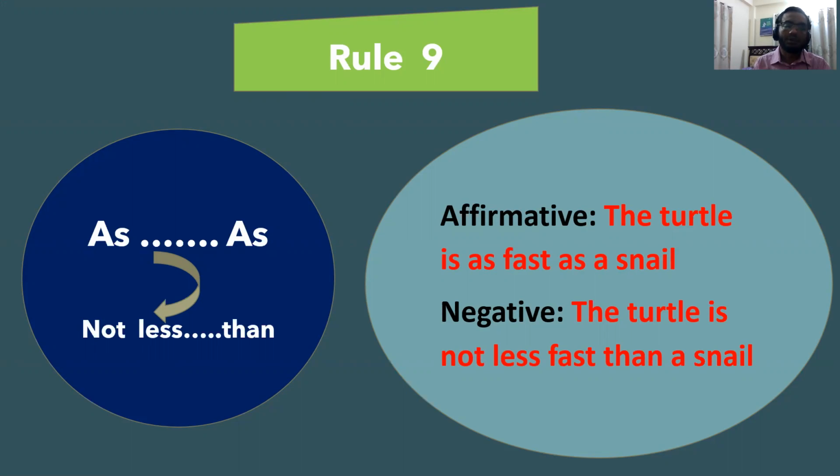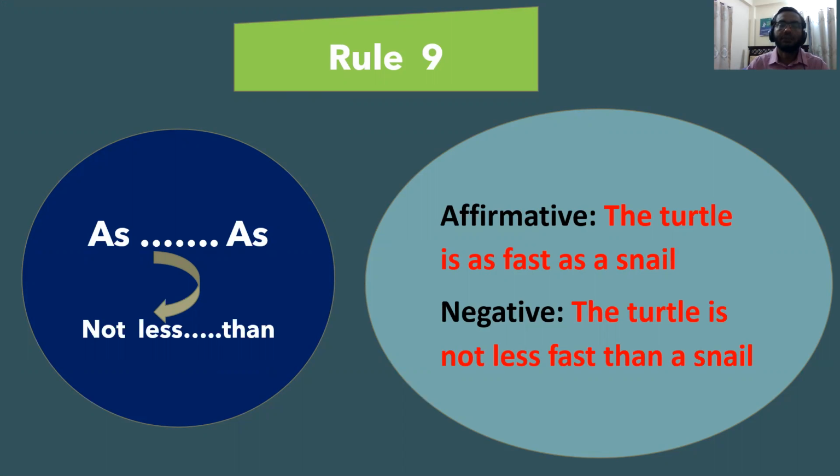I think it is very clear to you that in an affirmative sentence, if you see as... as, then you have to change it to not less than in the negative sentence. Okay. Affirmative. Look at the example. The turtle is as fast as a snail. In negative form, we can make it negative by using not less than. Look at the example. The turtle is not less fast than a snail. Okay?